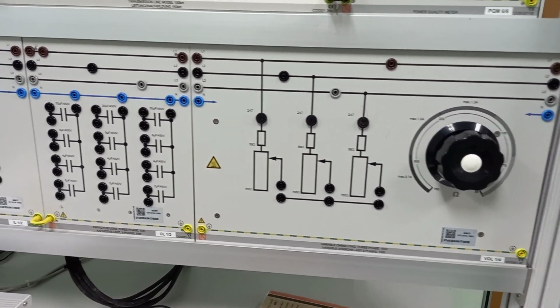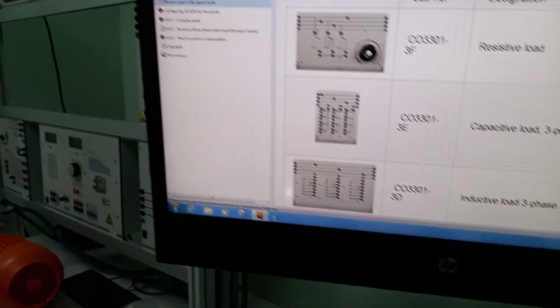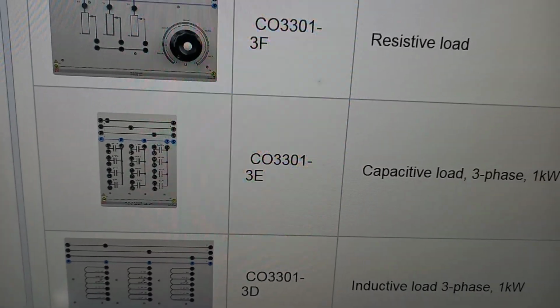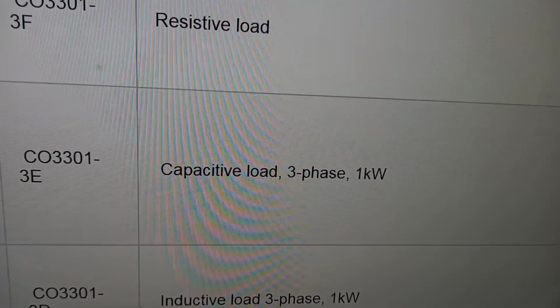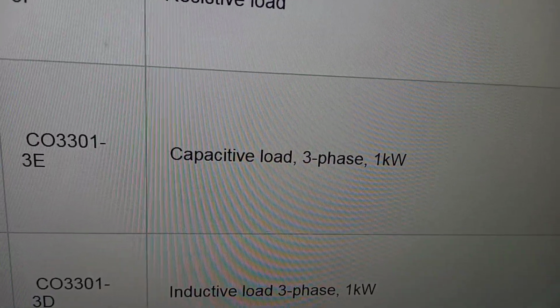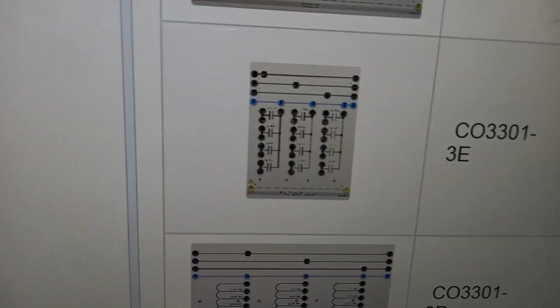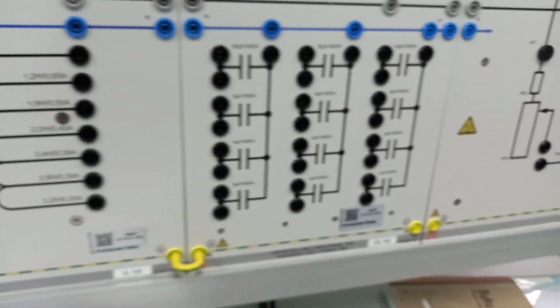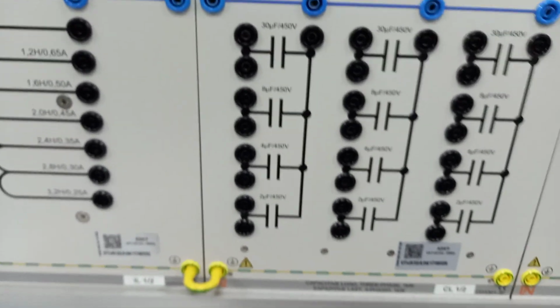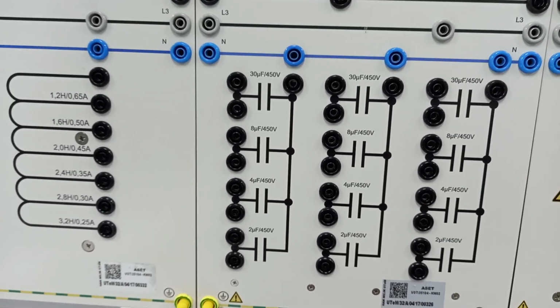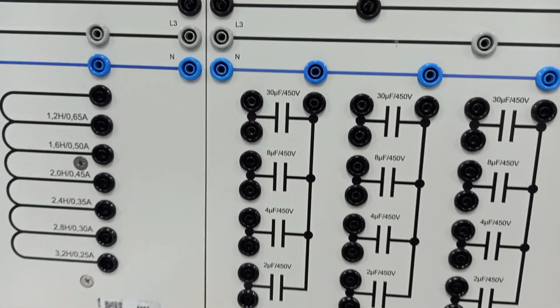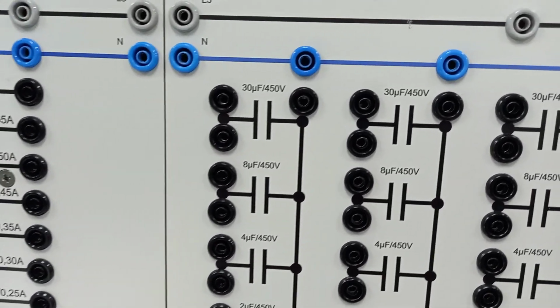Okay, next is the capacitive load. So this is the capacitive load. This is the code number for this particular instrument, and it has similar power consumption. But here, as you can see, you can also have the option or setting of capacitive value.